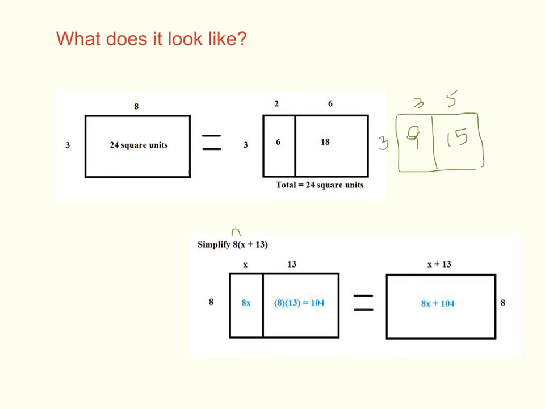Remember drawing these little loops to show that I'm multiplying what's outside the parentheses by what's inside the parentheses. I can then multiply the 8 by the 13 and get 104. And that gives me a simplified version, as 8x plus 104. So there you have it. We have 3 things that we can do with the distributive property. And then we get on to combining like terms in our next lesson.